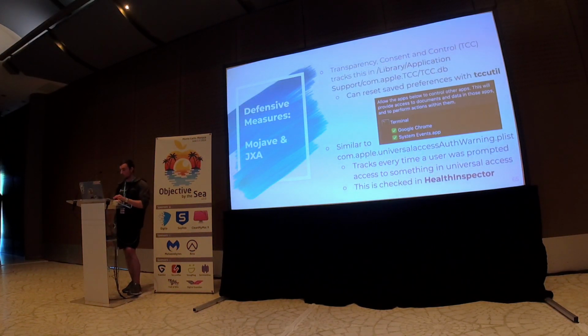This is kind of similar to the universal access auto warning plist. This is something that Health Inspector will go through and parse for you as well. This one gives you an idea of which programs have ever prompted for access into the universal access. It doesn't tell you whether or not they were approved or denied, but just gives you a running list of everything that ever prompted for access.